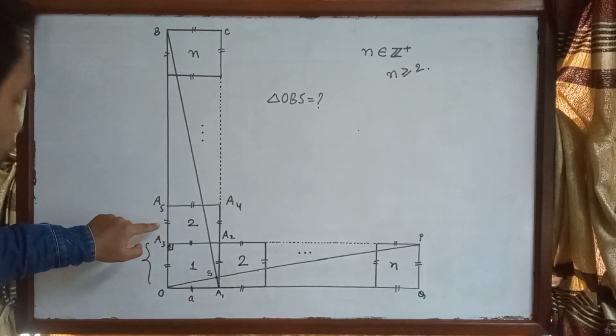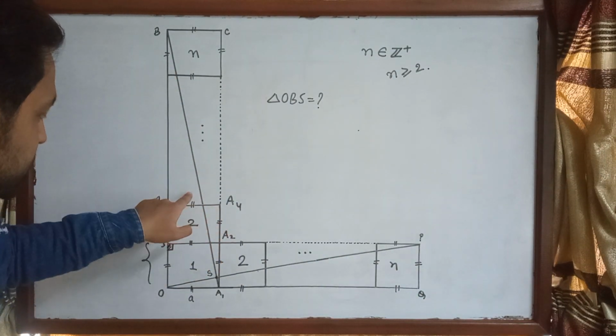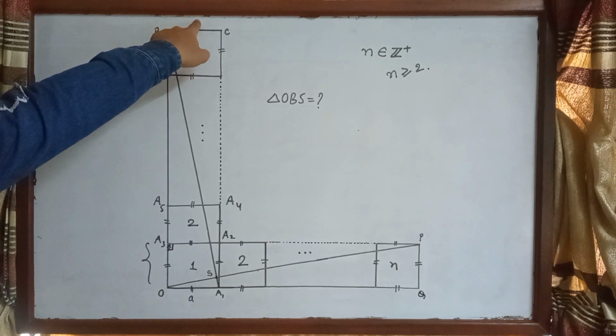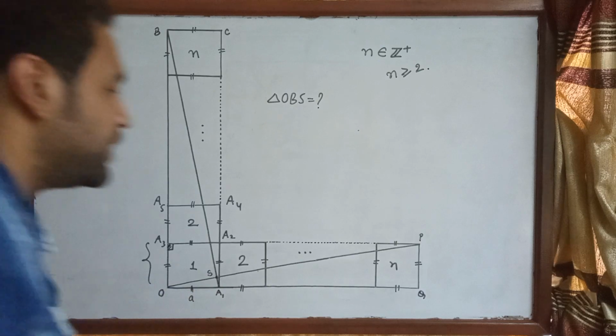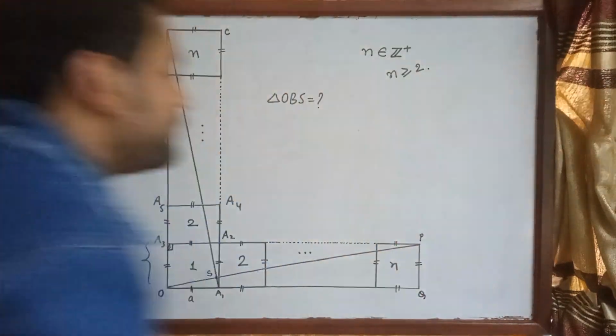So this is also A, this is also A, and all of these are also A.